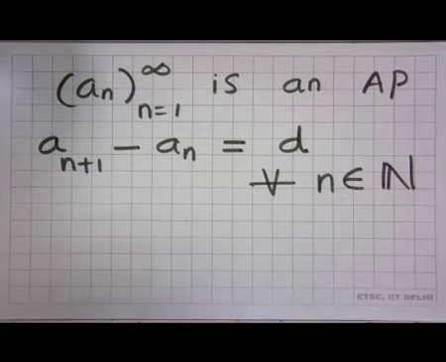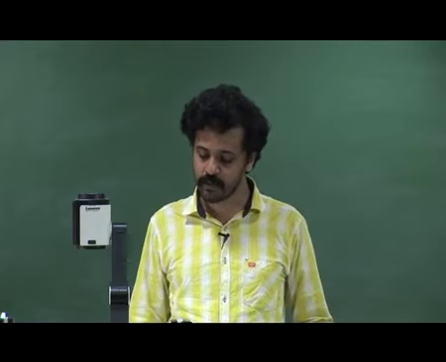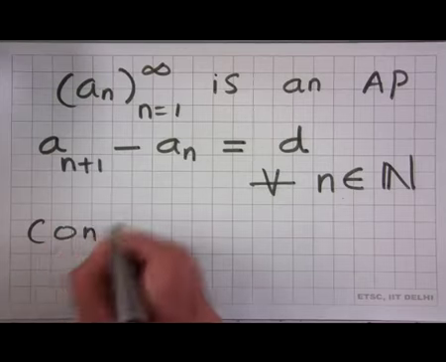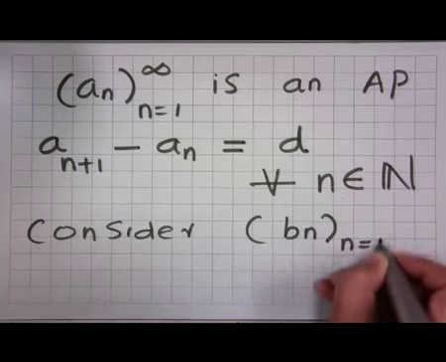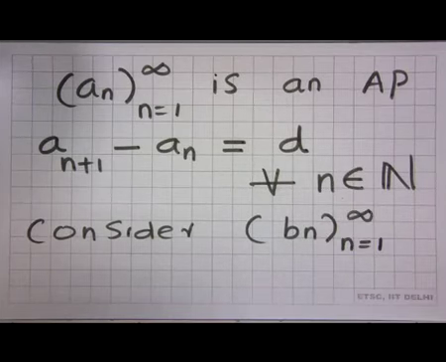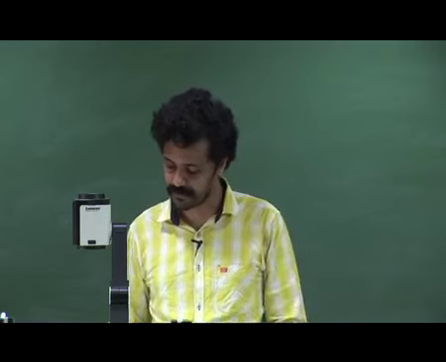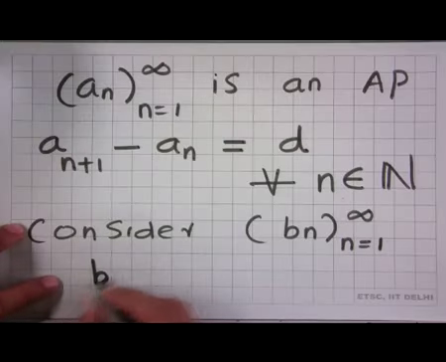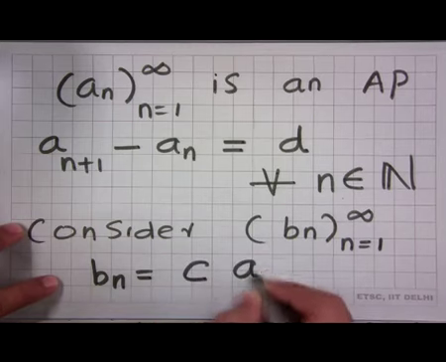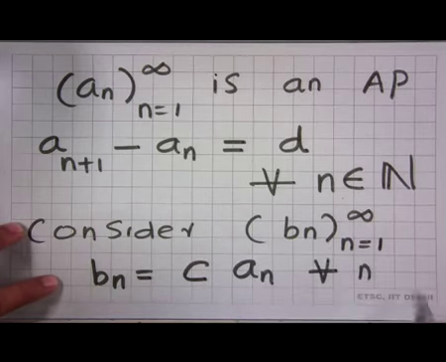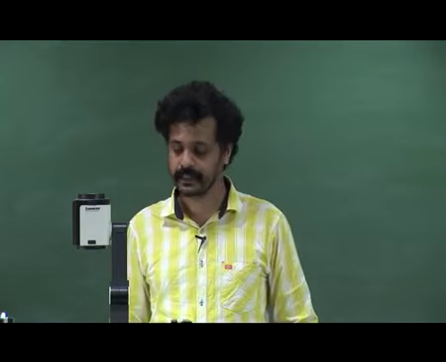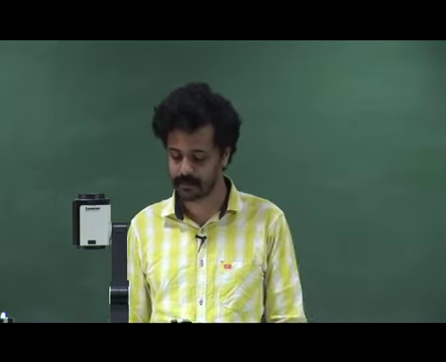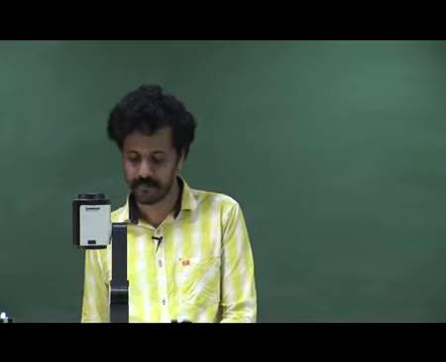Using this given sequence, let us construct a new sequence b_n, n equal to 1 to infinity. How do we construct b_n? We just multiply a_n with a constant. Let b_n be equal to some C times a_n for every n. We have to observe that this sequence b_n is again an arithmetic progression. Let us do that.